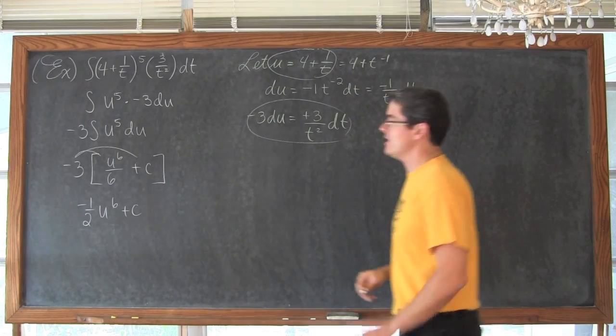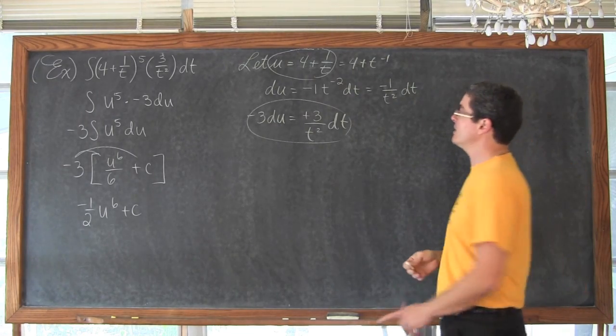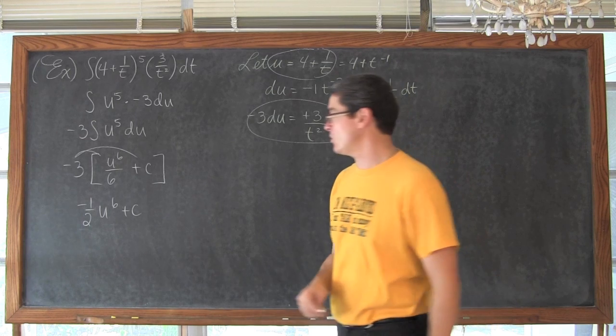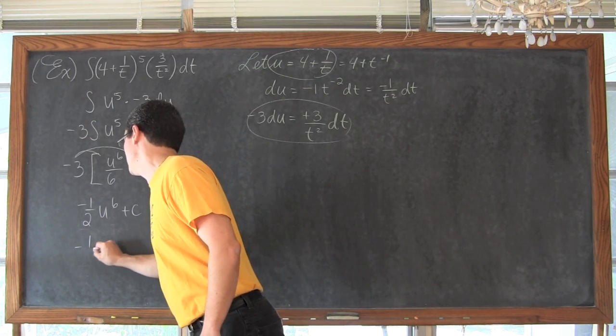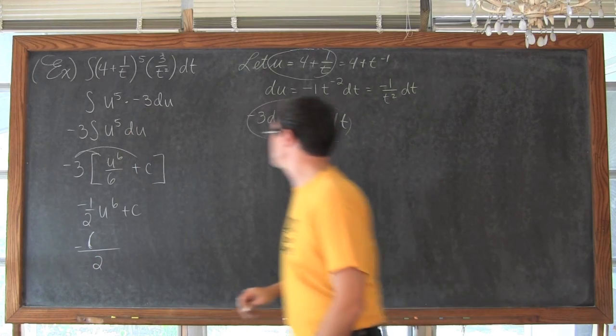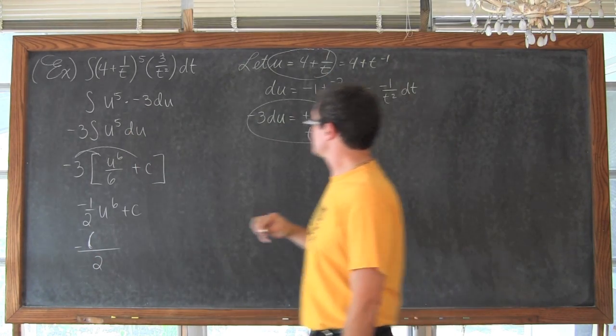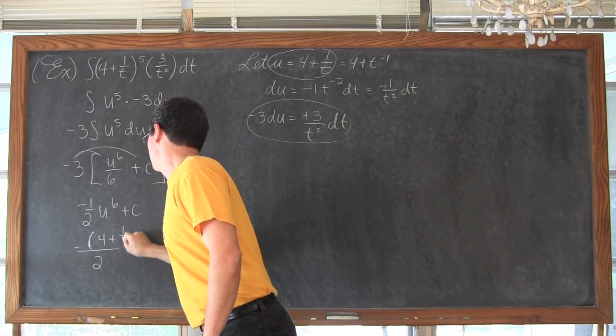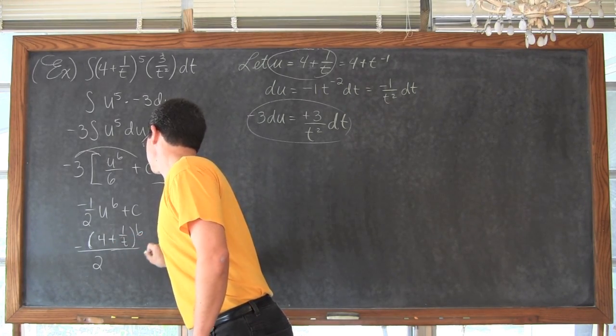and we get negative 1/2 u to the 6 plus c. Now that we're done simplifying with that u in there, let's go back in and plug in what it was equal to, which is 4 plus 1 over t. So we have negative 1 over 2. So we'll just write negative parentheses. U is 4 plus 1 over t to the 6 plus c.